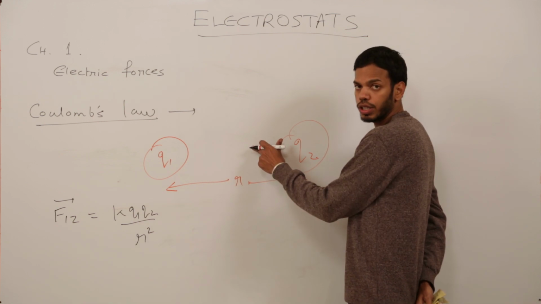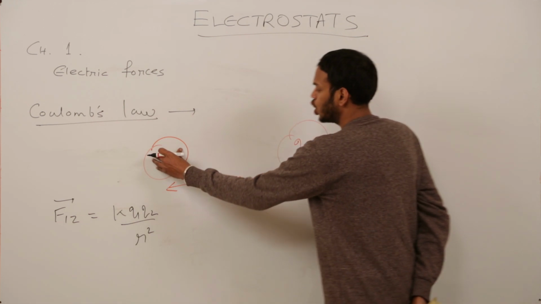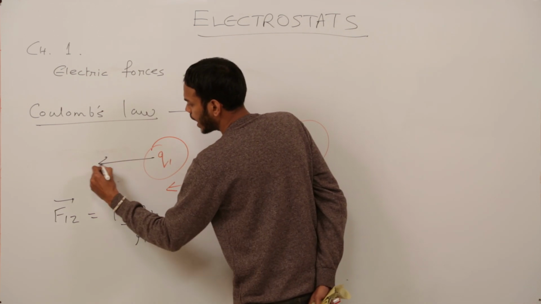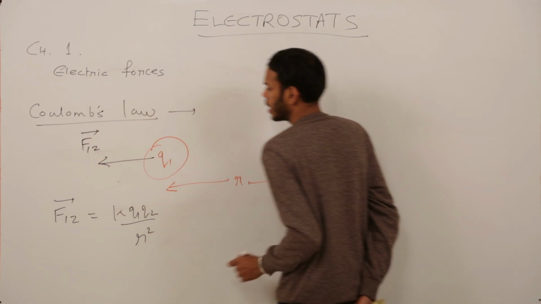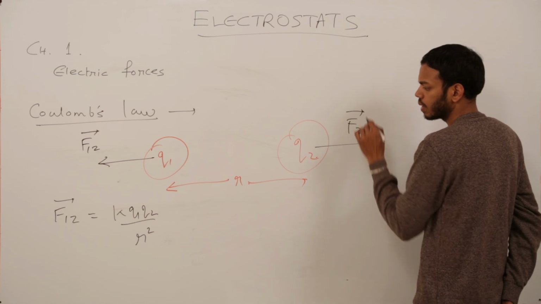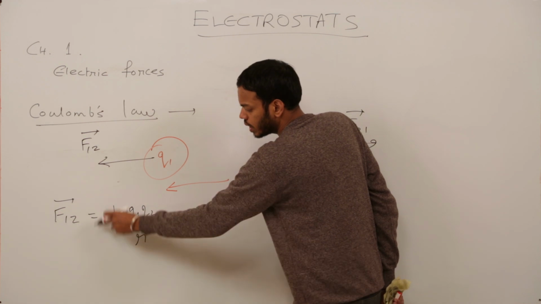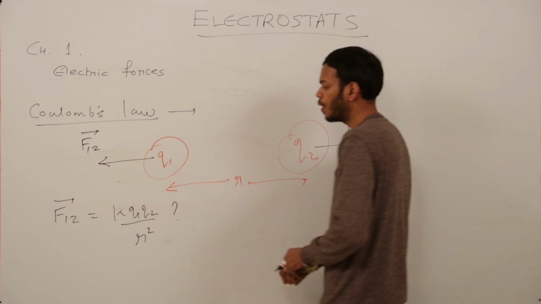Right now these two are positive charges, so they are going to repel each other. This charge q1 will be repelled away from this charge q2, so this will be the direction of force on 1 due to 2. Similarly, this will be the force on 2 due to 1, right? Okay, I have written the vector form here, so this is the magnitude. Where is the direction? How will we write it?